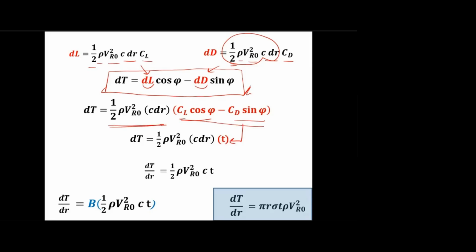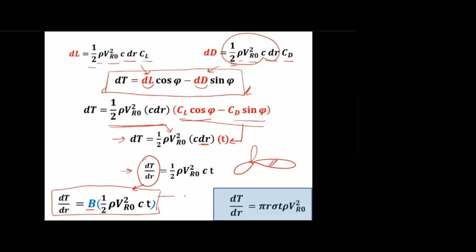Okay. So this term straight away we are taking, and instead of this cl cos phi minus cd sin phi, they are taking t. So if this dr, you take to the left hand side, we will get thrust grading. This is thrust grading, and this is for only one blade. Okay. And if there are a number of blades, then the same equation we have to multiply with B, for number of blades. So this is the final term, thrust grading for the small cut section. We are including all the blades.